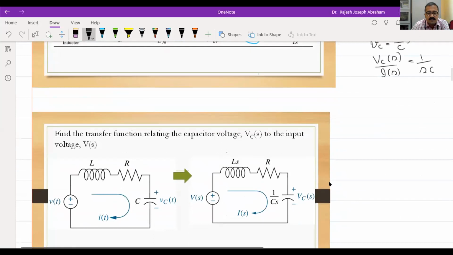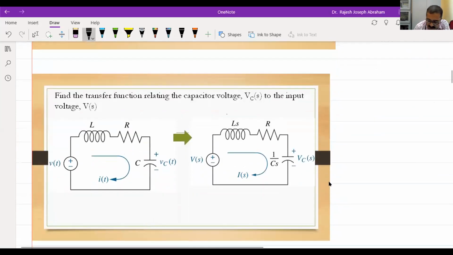Find the transfer function relating the capacitor voltage Vc of s to the input voltage V of s. So here we are given with a series RLC circuit. We have a resistance, inductance, and a capacitance, right? So V of t is the applied voltage, and we are asked to find what is the transfer function that relates the voltage across capacitance to the input voltage V of t. Okay. So it's a closed path. That means that a current starts flowing, and that current is I of t.